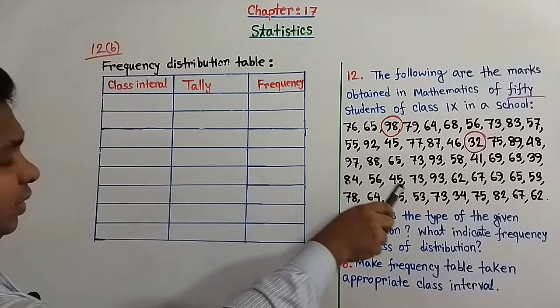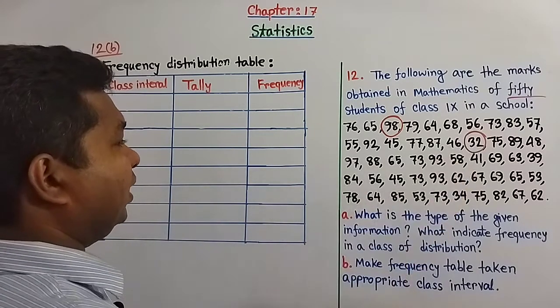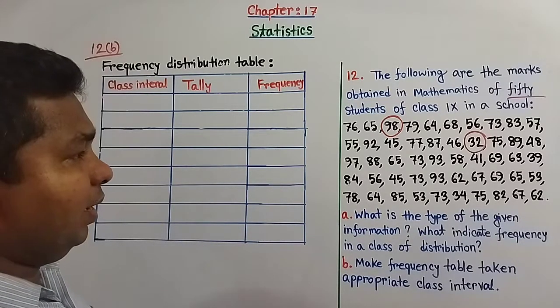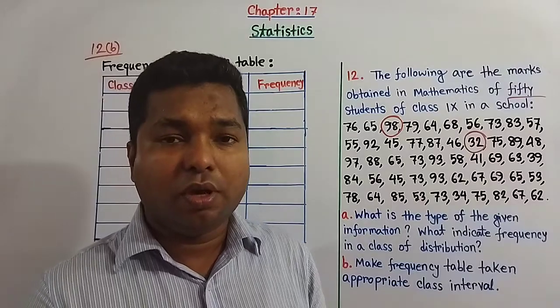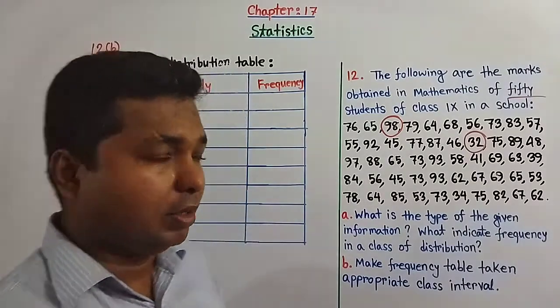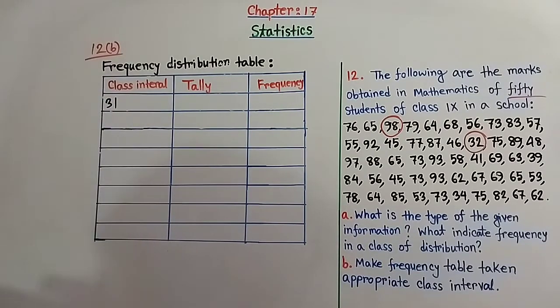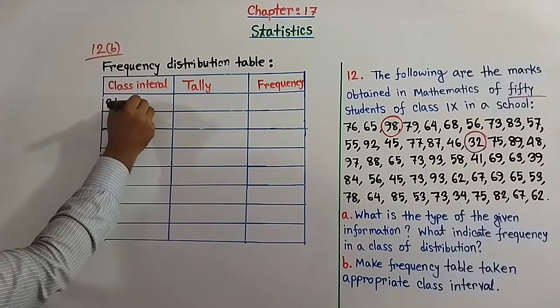Here in the given data the minimum value is 32, so we have to start the class interval from 32 or a suitable value less than 32. So let us start from 31. Since the class interval is 10, the first class will be 31 to 40.